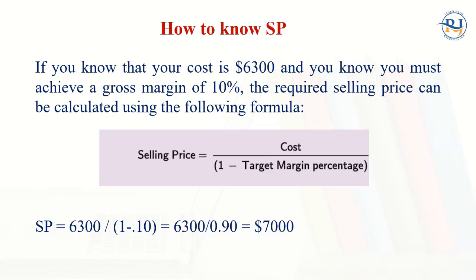Now, if we want to know the selling price, if you know that your cost is 6,300, for example, and you must achieve a gross margin of 10%, the required selling price can be calculated using this formula. Selling price is equal to cost divided by 1 minus the target margin percentage. How to calculate the selling price? 6,300 is the cost. Cost divided by 1 minus 0.10. So now this will be $7,000. That will be the selling price.